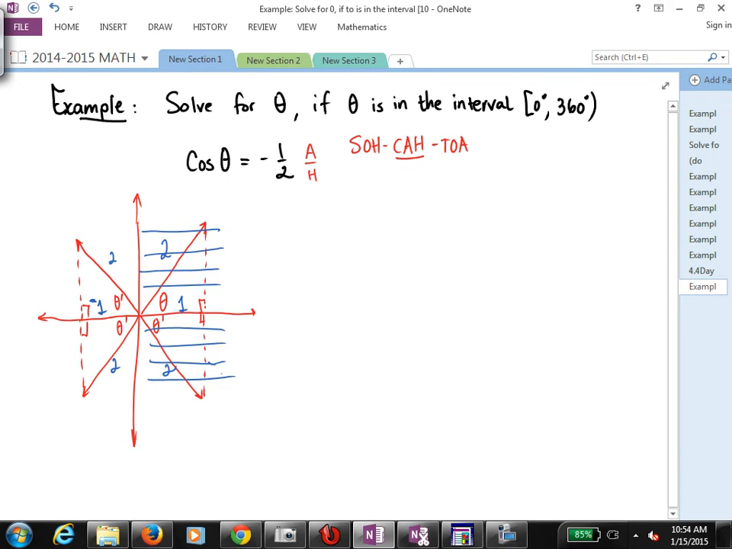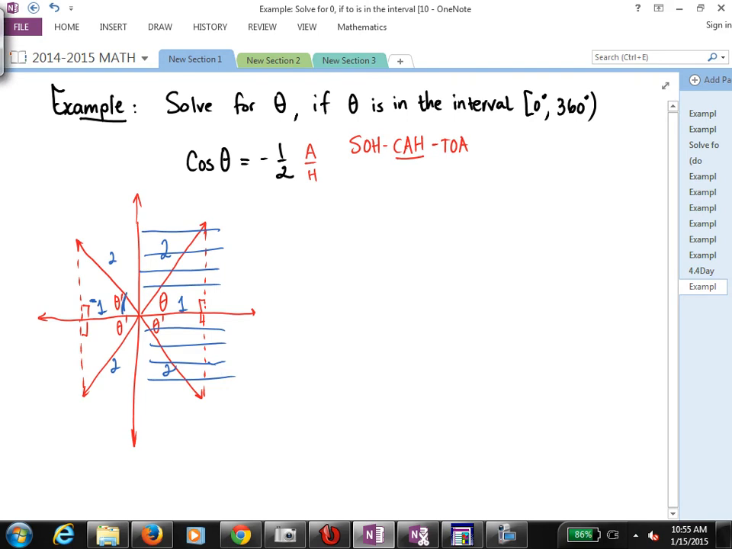Now that I've got my picture, is there any other constraint, like on the other example where they told me cosine had to be negative? All they told me was that cosine of theta is negative 1 over 2, but they're still trying to find what theta is. So this is where special right triangles come into play. Based on the labels I have so far, what special right triangle is it? 30, 60, 90.